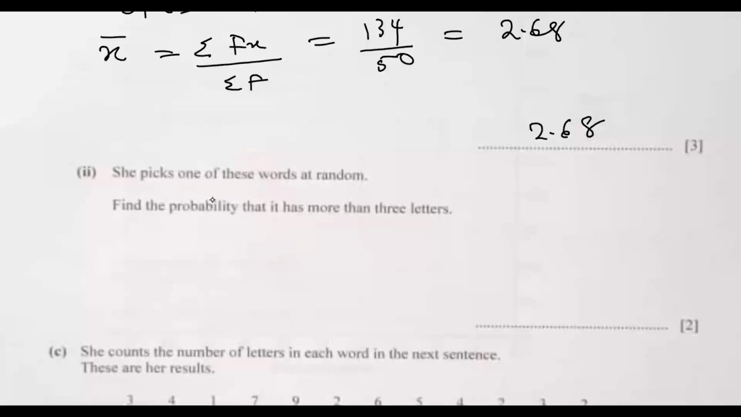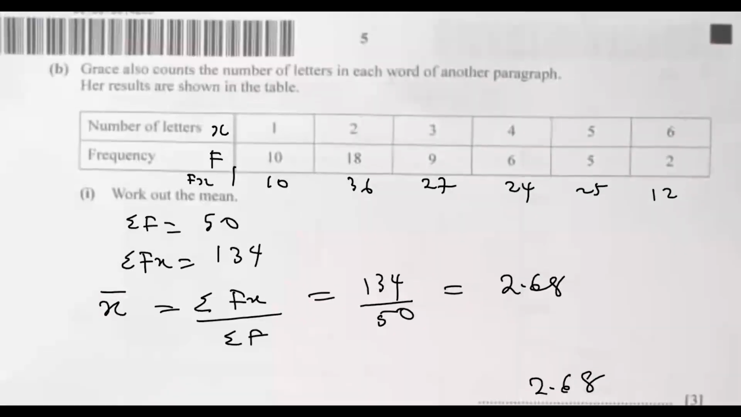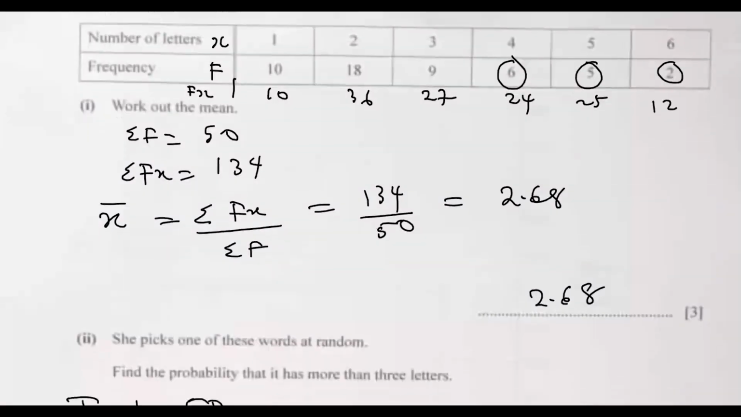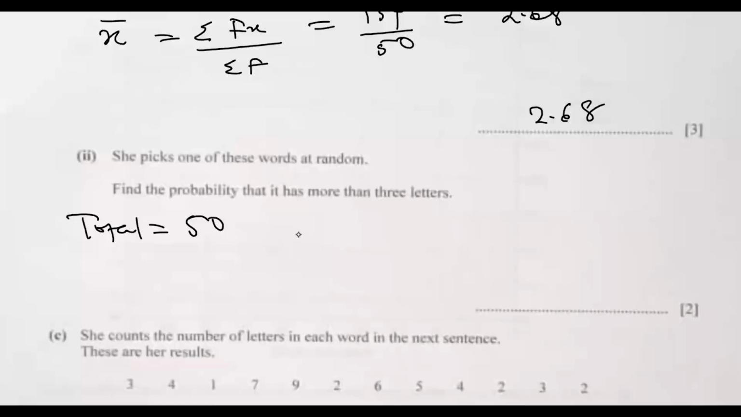So she picks one of these words at random. Find the probability that it has more than 3 letters. Okay, so already we know that the total is equals to 50. So next we need to get the number of letters that are more than 3 letters. So let's go up. So more than 3 letters will be 6 add 5 add 2, and that will be 13. So the probability will be 13 out of 50.